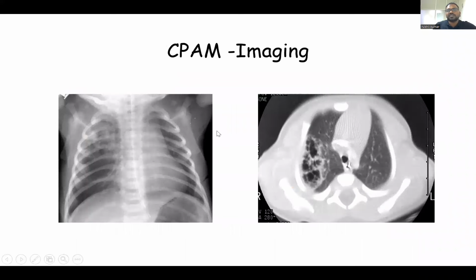This is the imaging showing the CPAM. Initially, we also see the images of our baby. This is the same. Here in the CT, we can see that multiple cysts are present in the right lobe, and here also we can see in the X-ray that multiple cysts are present in the right upper and middle lobe.